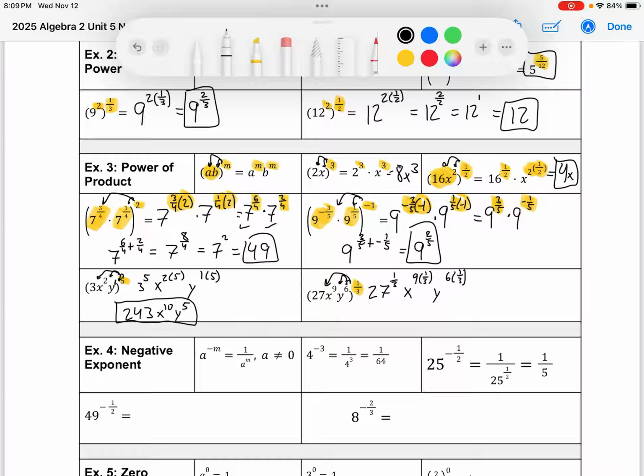Okay. Now remember that this 27 to the power of 1/3, that's the same thing as the cube root of 27, which is 3. So this becomes 3, and then x to the power of 9 times 1/3, that would give me x to the power of 3, and y to the power of 6 times 1/3 would give me y to the power of 2. So this gives me 3x cubed y squared, or 3x to the third power y to the second power. And that is all for example 3.